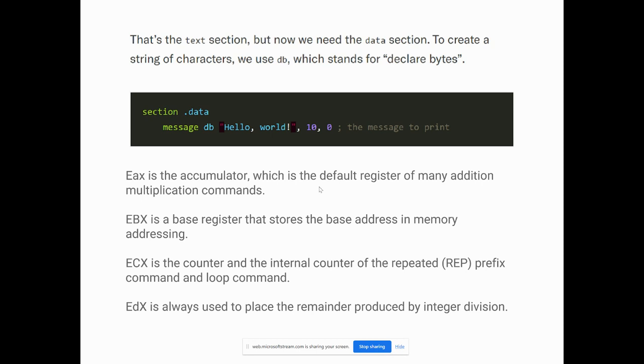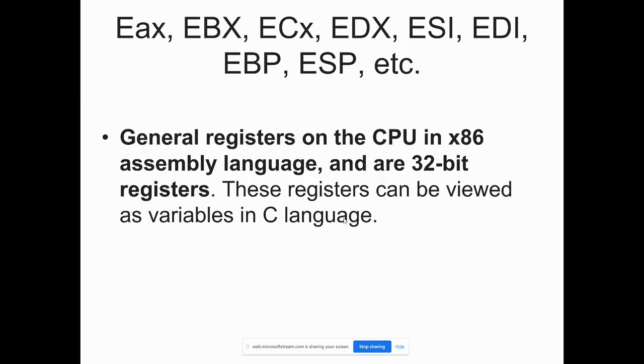EAX is the accumulator, which is the default register for many addition and multiplication commands. EBX is a base register that stores the base address in memory addressing. ECX is the counter, the internal counter of the repeat prefix command and loop command. EDX is always used to place the remainder produced by integer division. So here we have EAX, EBX, ECX, EDX, ESI, EDI, EBP, ESP, etc. Don't worry too much about it. You don't need to memorize that. It's just for you if you see assembly code with these registers, so you do not panic when you don't understand what's happening. At least you have some idea.